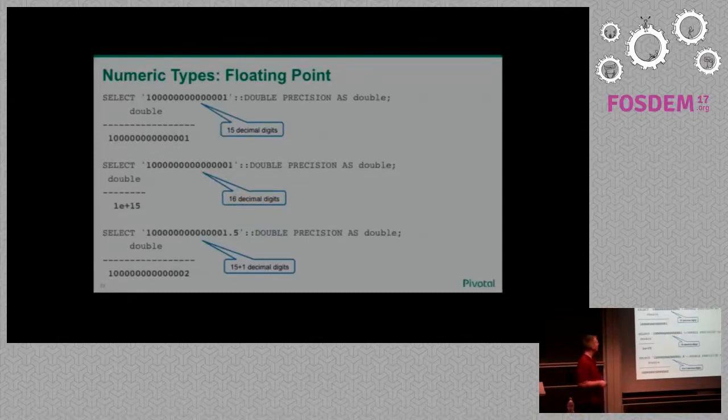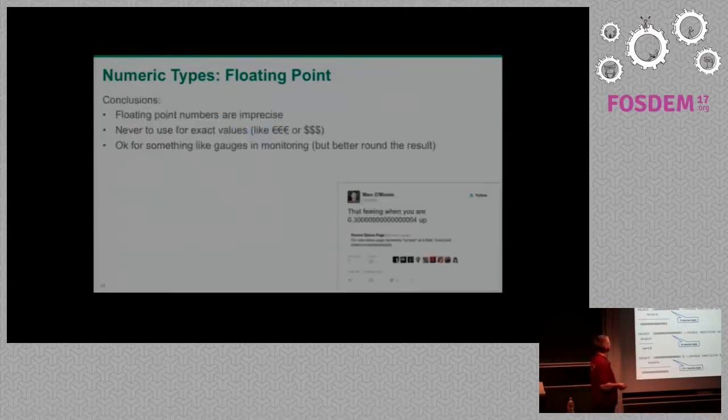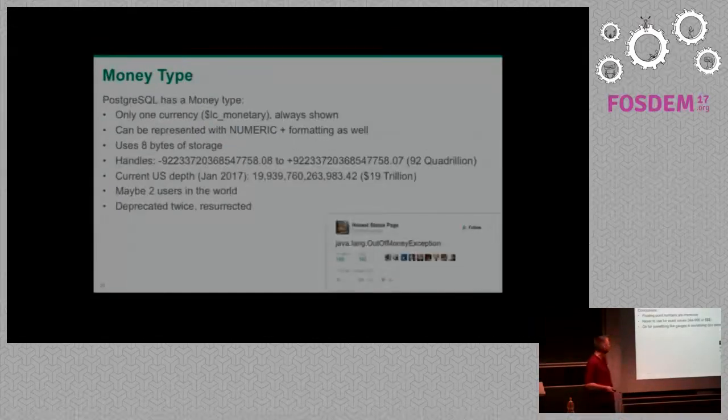The same for double precision here, so 15 digits, it's okay. It gives me back the same number. Once I go to 16 digits, it starts rounding my number. And same problem, I have 60 digits here. It starts giving me back another number, it's rounded up here. So what can I do if I have to store something like money or such? I have to use numeric.